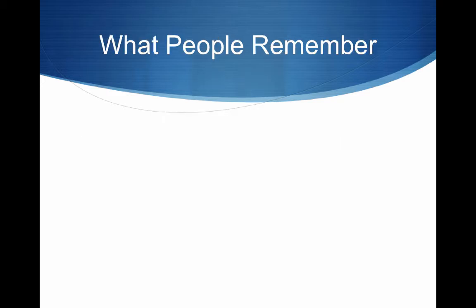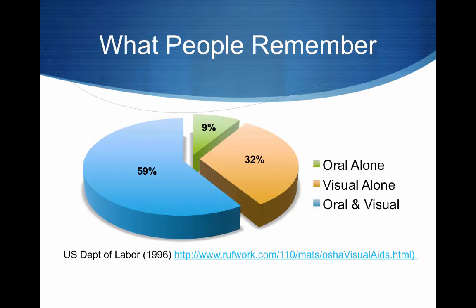What people remember. In a U.S. Department of Labor pamphlet in 1996 on training using visuals, they found that participants who received oral information alone only remembered 9% of what was presented to them. Those who received visual alone only remembered 32%, while those that received both oral and visual remembered 59%.